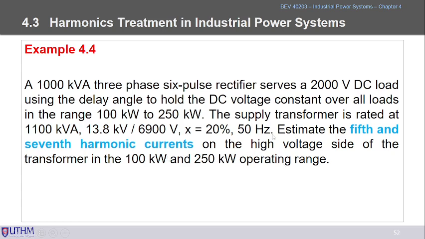What we need to find is at the high voltage side, and the high voltage side means the 13.8 kV here. It's not at 6900. Of course 6900 is connected to our loads, but our intention is to find the incoming harmonic contents of the currents. So we vary our DC load from 100 kilowatt to 250 kilowatt operating.